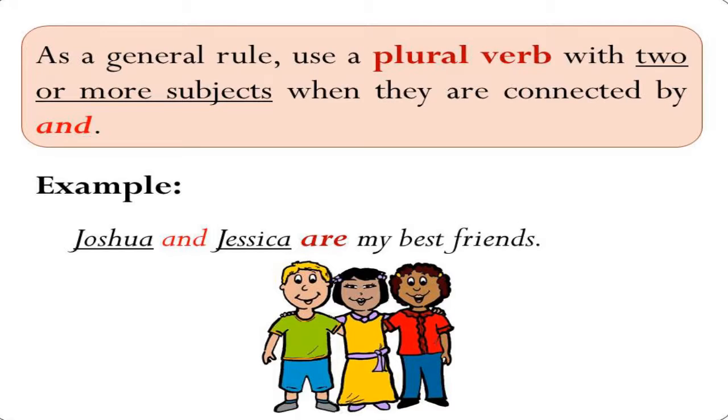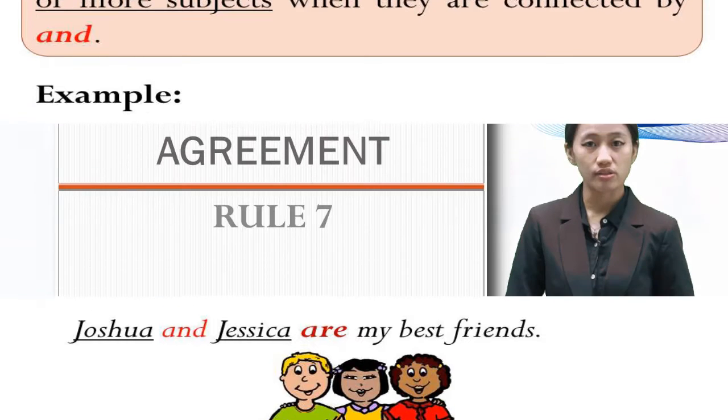Now let's look at the example here. Joshua and Jessica are my best friends. So here we are not saying that it's just Joshua or it's just Jessica. I'm referring to both Joshua and Jessica. So here, of course, it indicates plural because 2, right? So we use the be verb are followed by my best friends.